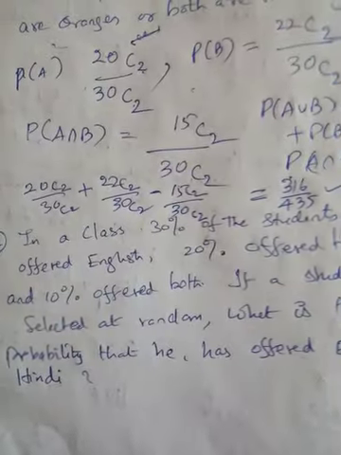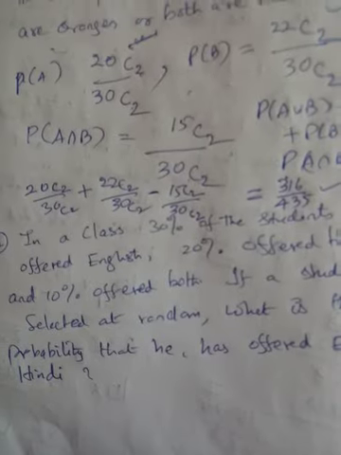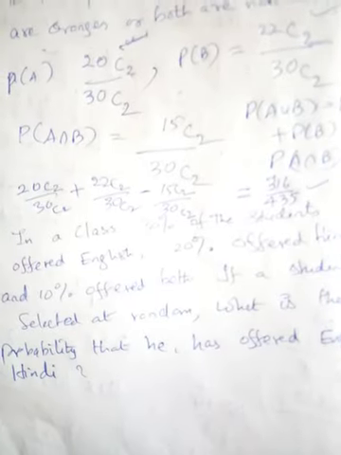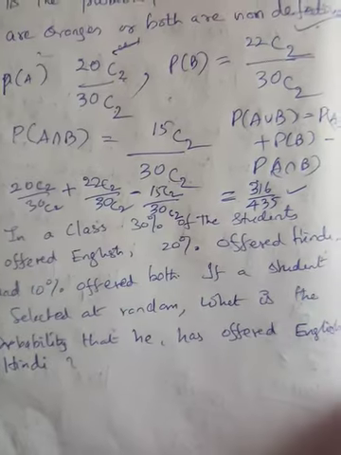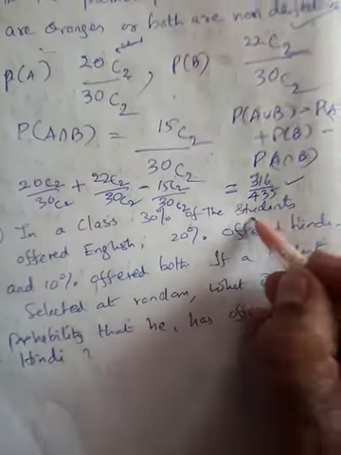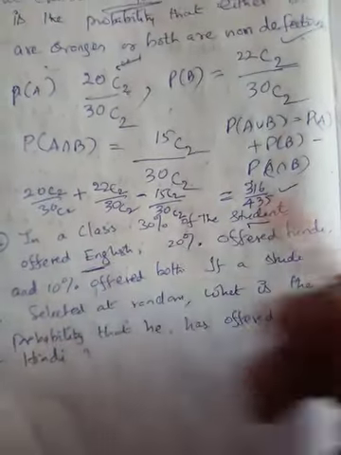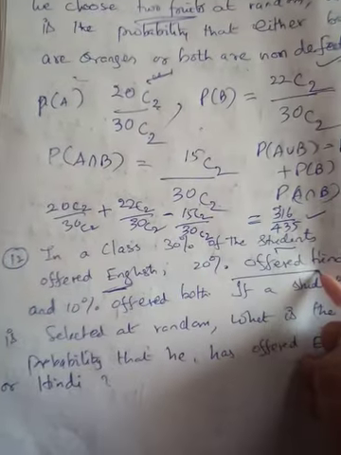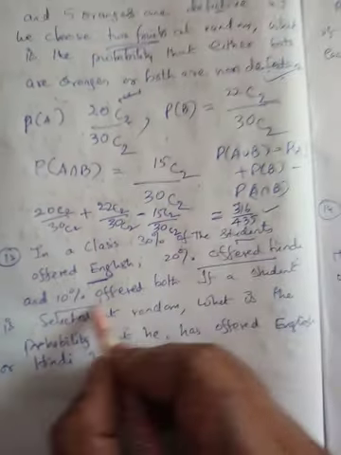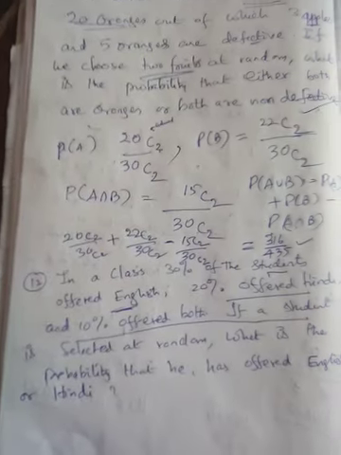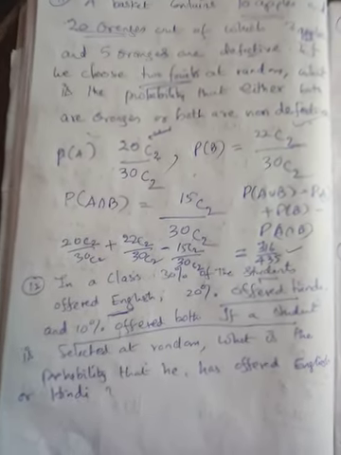In a class, 30% of the students offered English, in the sense they're going for the English subject. 20% of the students offered Hindi. 10% of the students offered both. Now I can go for Venn diagram type.